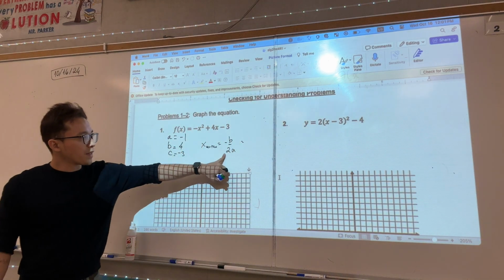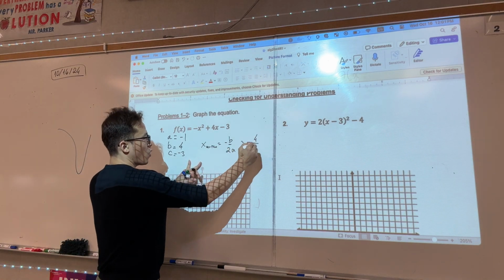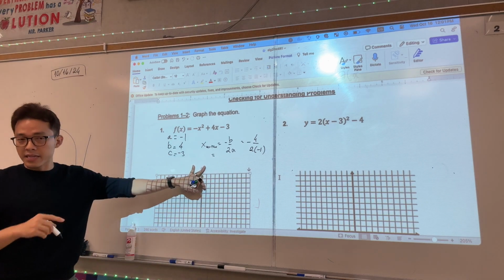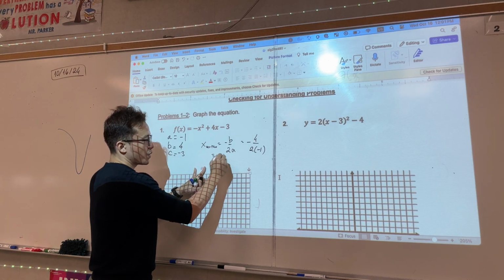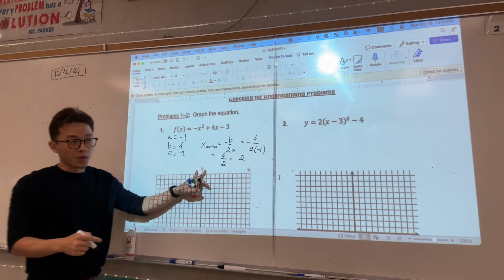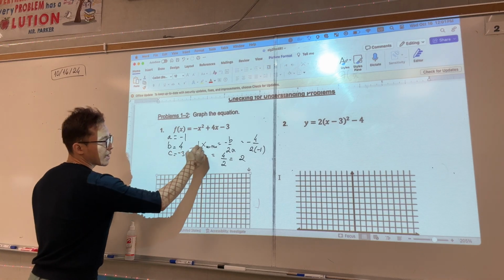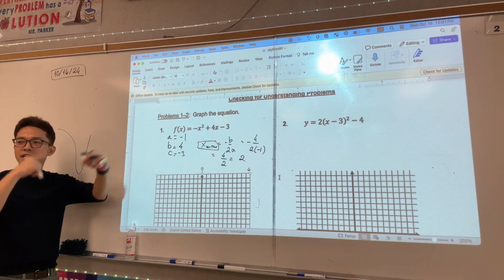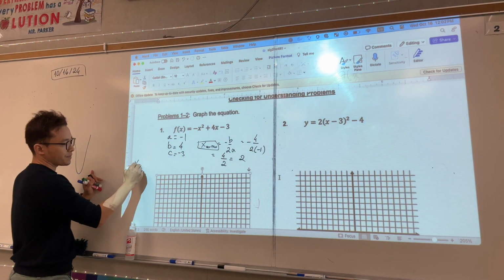So negative b over 2a. Plug it in. Negative 4 over 2 times negative 1. Work with the numbers first, okay? And then you can take care of the sign later. 2 times 1 is 2. 4 divided by 2 is 2. How many negative signs? 2. So that's going to become positive. See, you don't need to do anything. Now, x vertex is done. How do I find the y vertex?